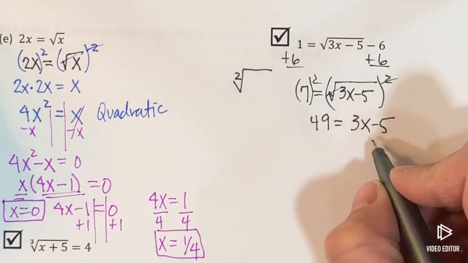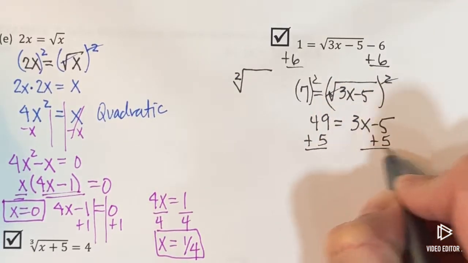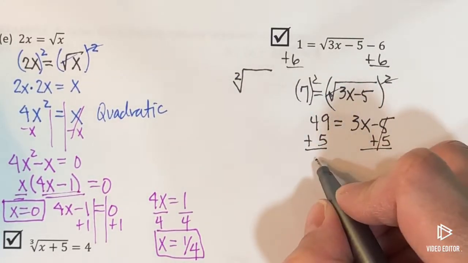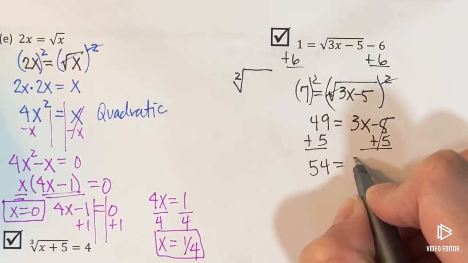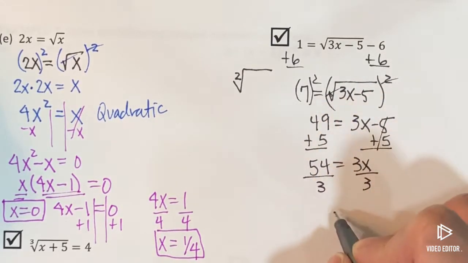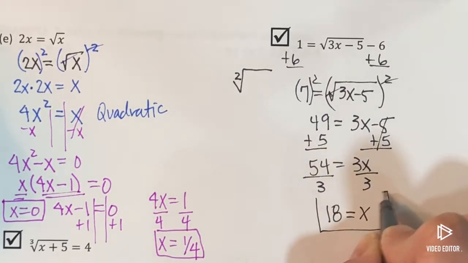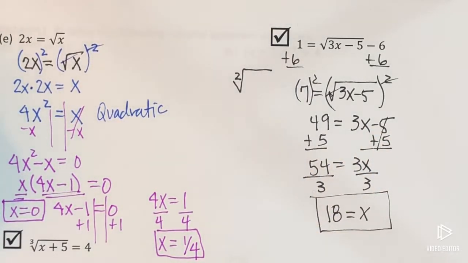Okay, because this is a line, I'm going to add 5 to both sides. I'm trying to get x all alone because it's not quadratic. So 54 equals 3x. Divide by 3, do not divide the x out. And x equals 18. And if you checked that, that one actually works.